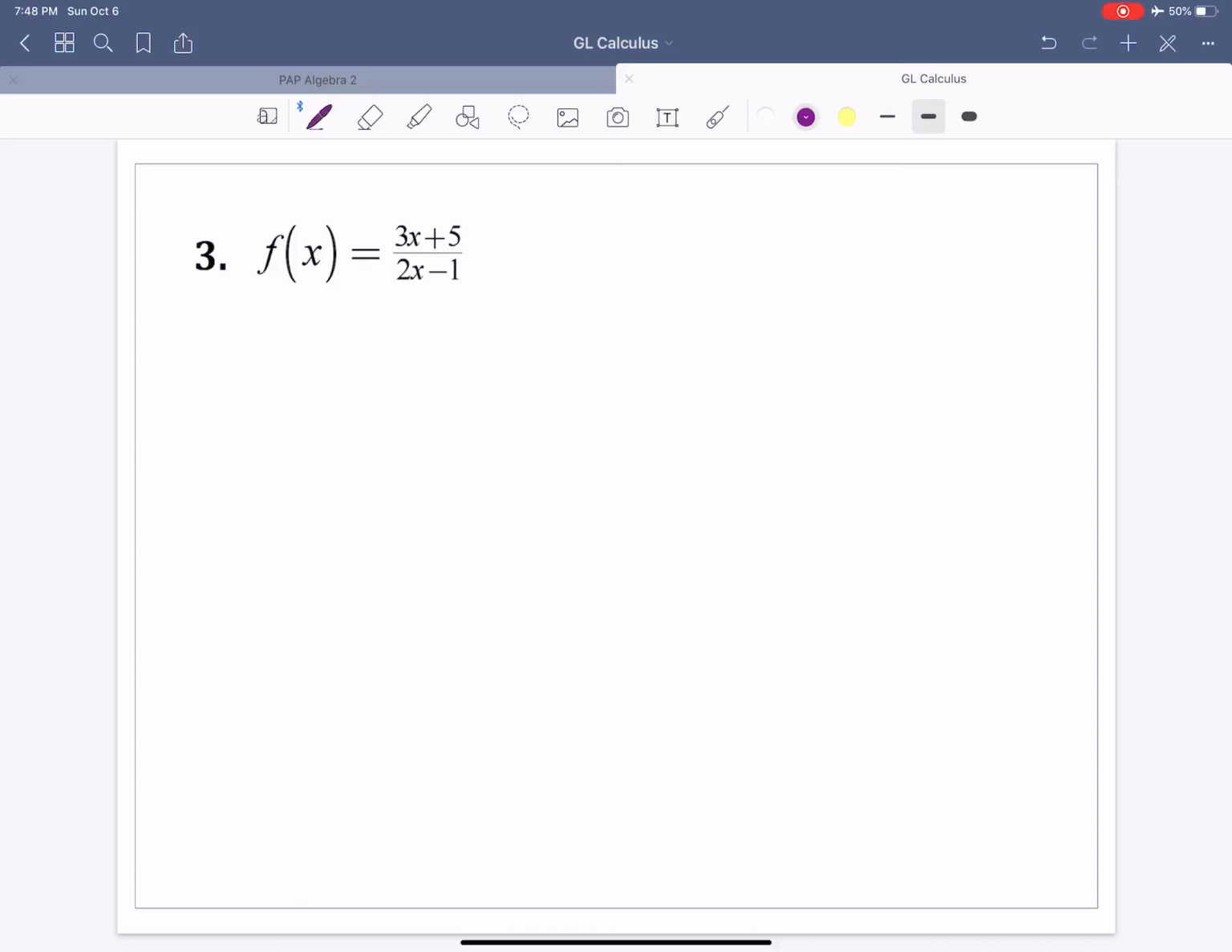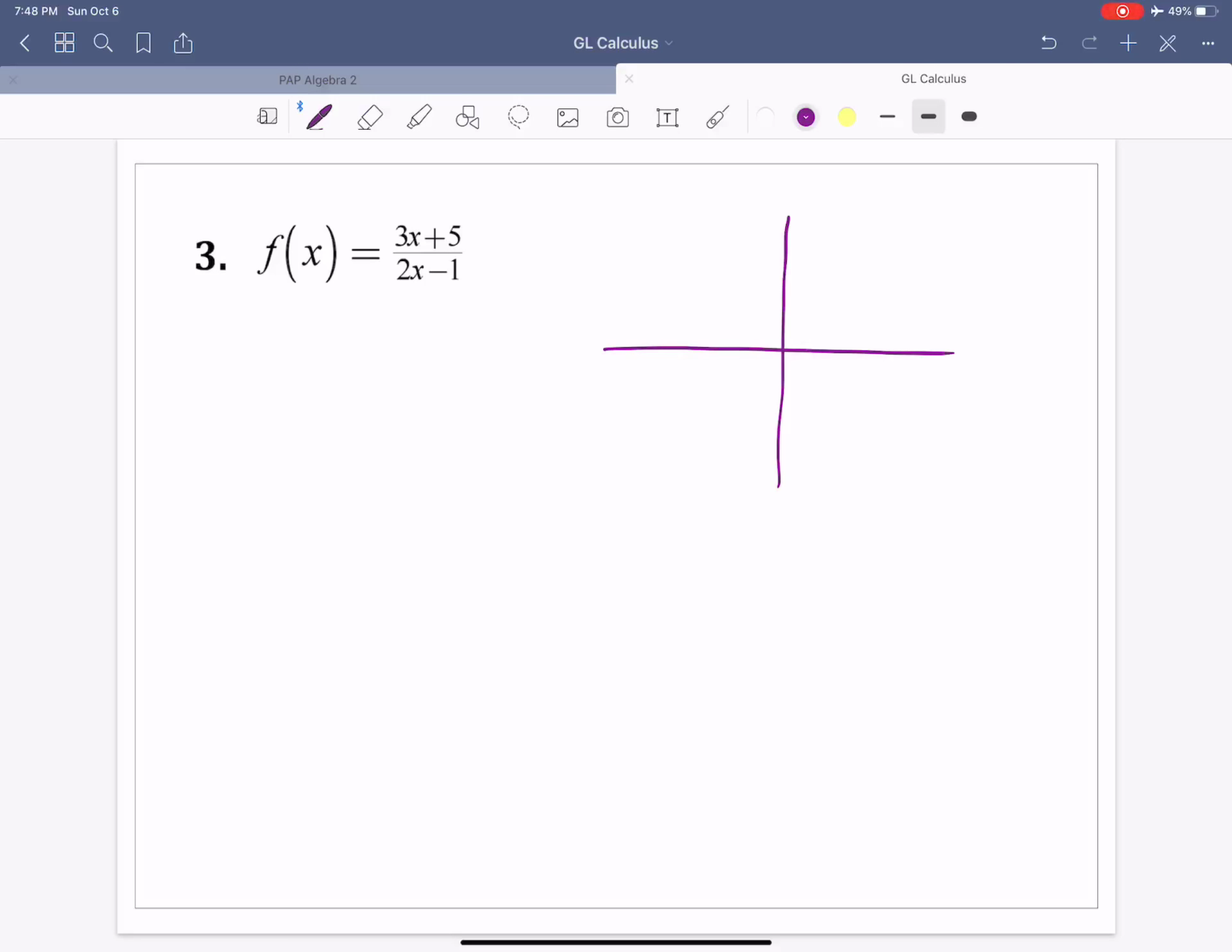Okay, next one, another rational function. Like I said, these are going to show up a lot. So on this particular function, we see that there's nothing that cancels out on the top and the bottom, but we have to remember that there's going to be some asymptotes that happen here.